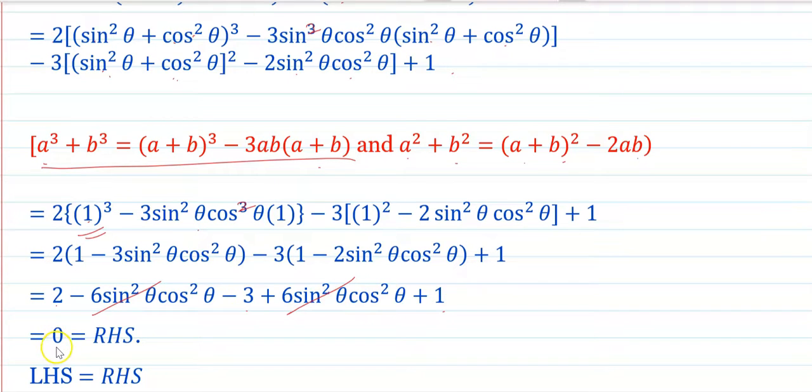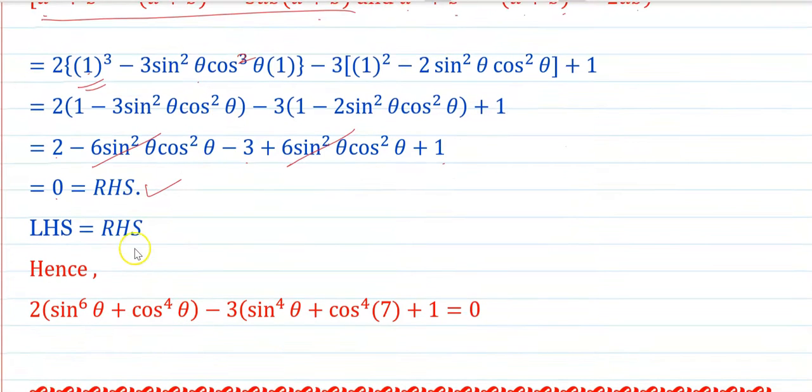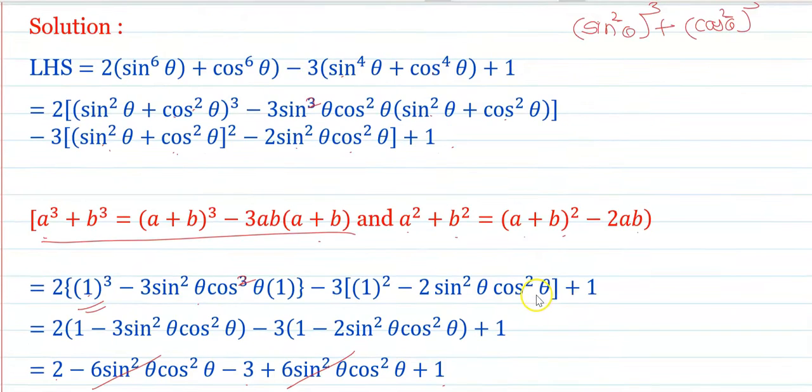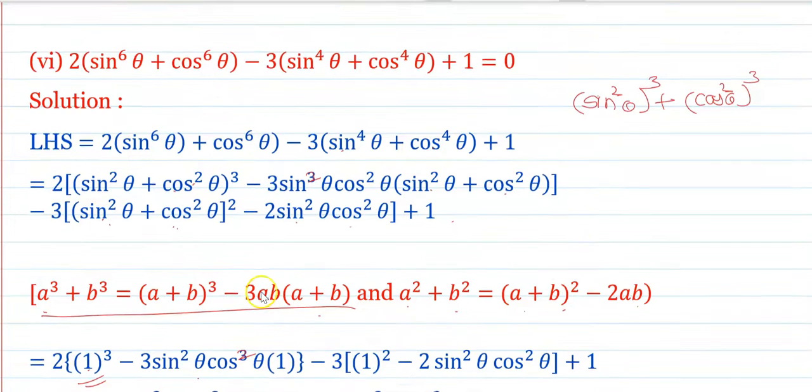And hence that is equal to the RHS, and hence LHS is equal to RHS, and hence the result. Okay, तर या ठिकाणी काय, तर हे दोन फॉर्म्युले सर्वात इम्पॉर्टंट आहे. That is a cube plus b cube is equal to (a plus b) whole cube minus 3ab (a plus b), and a square plus b square is equal to (a plus b) whole square minus 2ab. Okay, you can see this again.